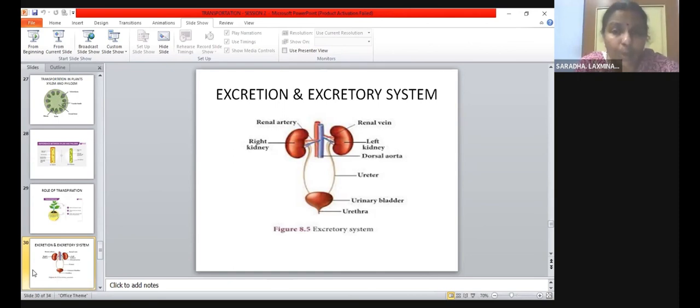And how the aorta branches as the renal artery and supplies the blood to the kidney, and the blood is collected by the renal vein, which goes back to the heart. So all this needs an explanation.